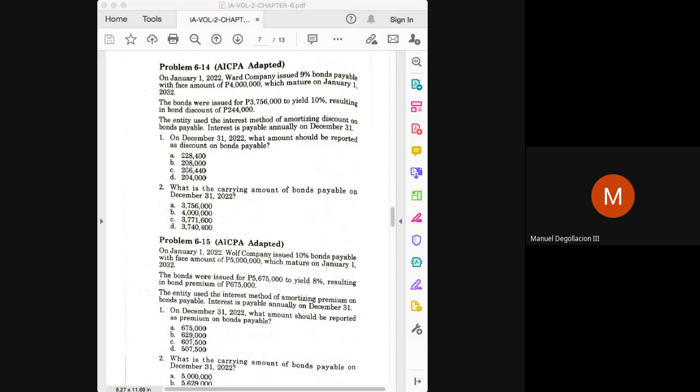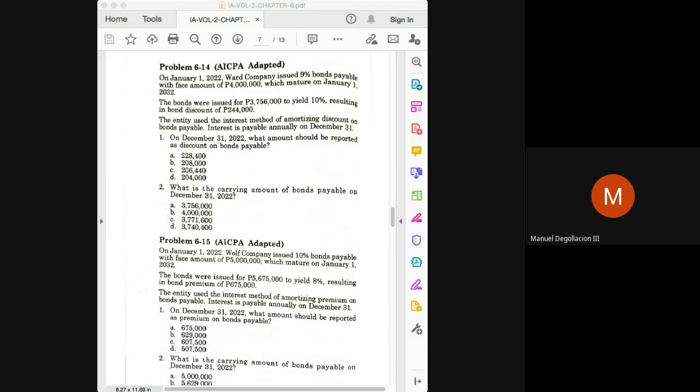If it was a discount, the amortization of the discount will serve as an additional interest expense, while the amortization of a premium will be a reduction to your interest expense. We'll demonstrate this as we solve the problems. So going back to problem 6-14, the question here is how much would be reported as discount on the bonds payable.